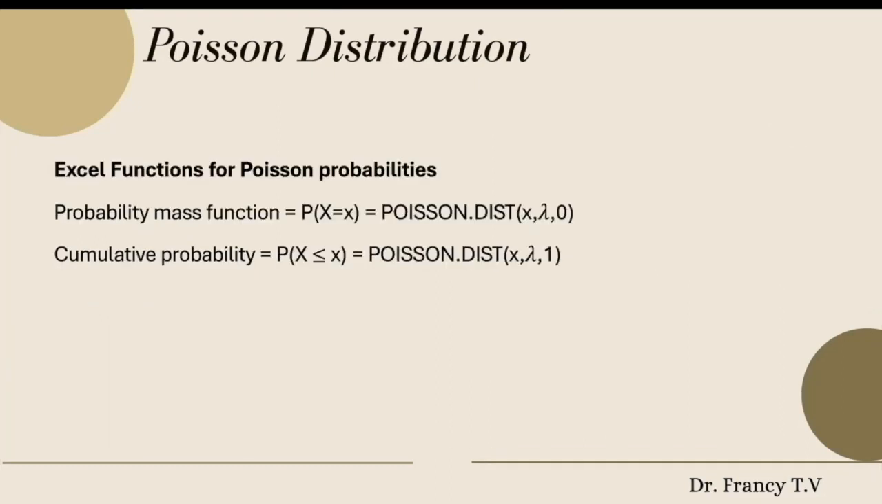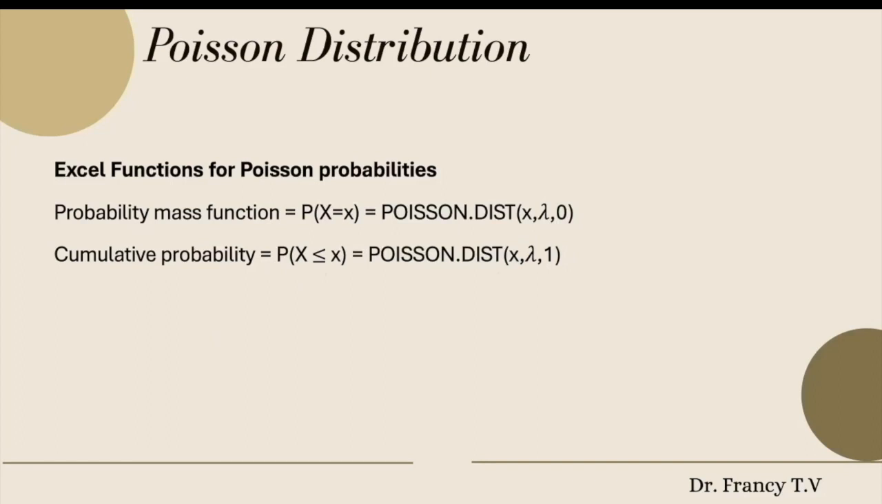The following Excel functions can be used for the calculation of Poisson probabilities. Probability mass function, that is probability x is equal to small x, can be calculated using the function Poisson.dist x comma lambda comma 0. Cumulative probability, probability x less than or equal to x, can be calculated using Poisson.dist x comma lambda comma 1. That means there are three arguments for the function. The first one is value of x. Second one is value of the parameter. Third one is a logical value, 0 for mass function and 1 for cumulative probability.